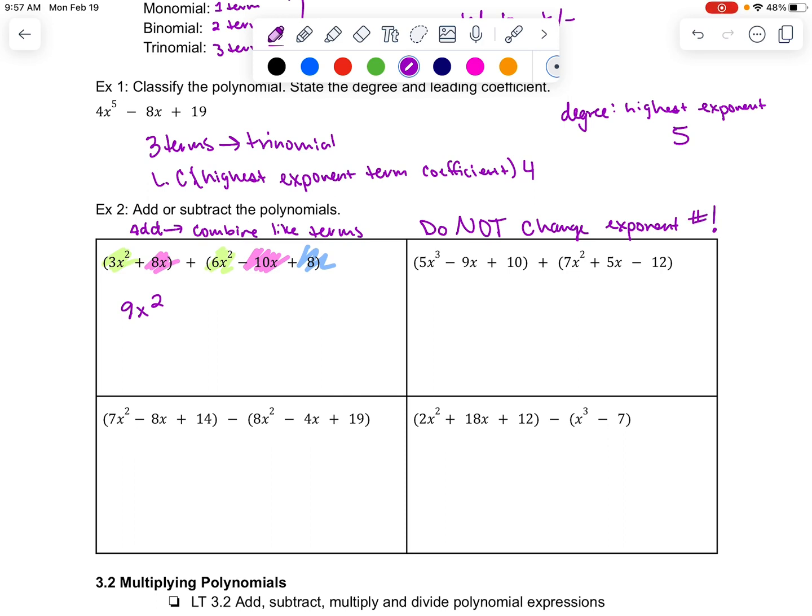Okay, can't stress that enough. Now I go with the pink. 8 minus 10 gives me negative 2x. And then that blue is by itself, so plus 8. So if I were to classify this, this is a trinomial, degree 2, and the LC here is 9. And I'm in proper format.